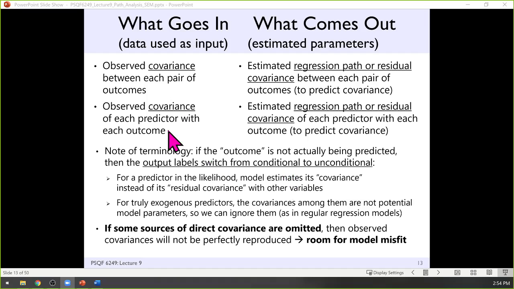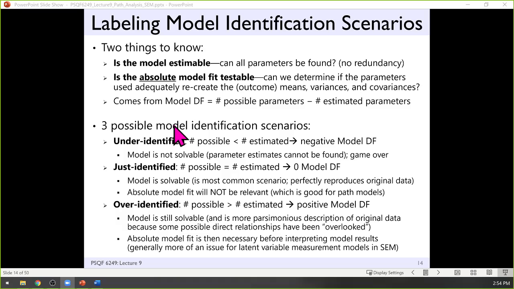If you don't have all possible direct paths between a pair of variables, that's where misfit creeps in. So every pair of variables needs to have either an arrow connecting one to the other or a curvy arrow, a covariance. Otherwise, there's the potential for it to be incorrect. So two things to know: is the model estimable? Can you actually solve it? And then is it testable? We've already talked about all of these situations: under-identified, just identified, or over-identified.